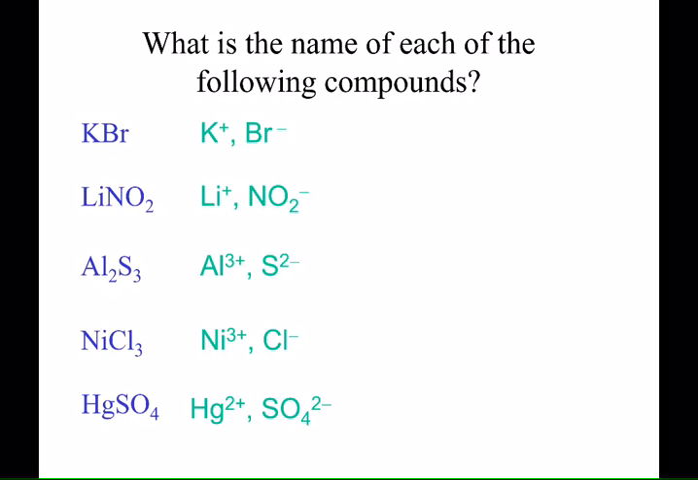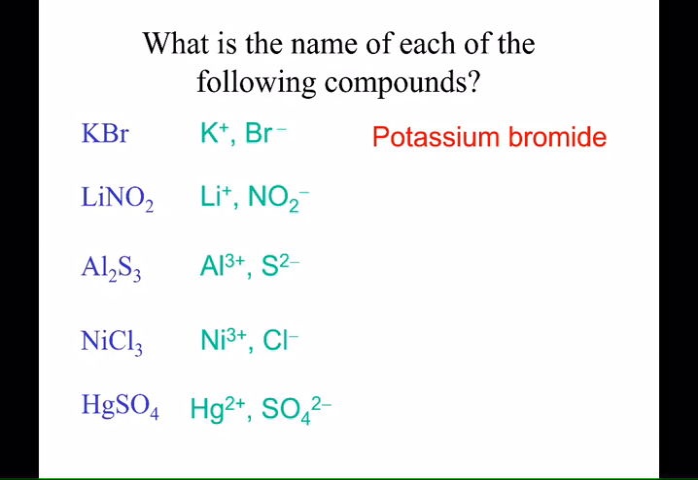So potassium, do we use Roman numerals? Now again, you're either going to get this right or wrong. If you use Roman numerals and you're not supposed to, you get it wrong. If you don't use Roman numerals and you were supposed to, you also get it wrong. Potassium, no Roman numerals. It's 1A. Instead of bromine, it's bromide. So potassium bromide.